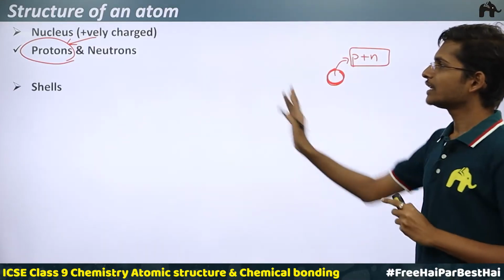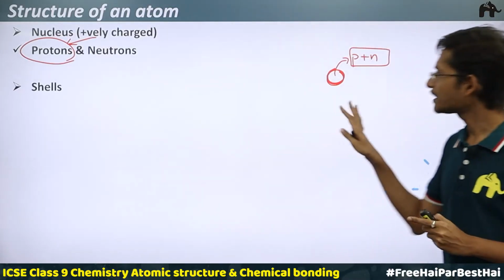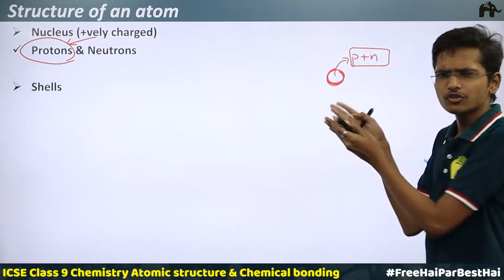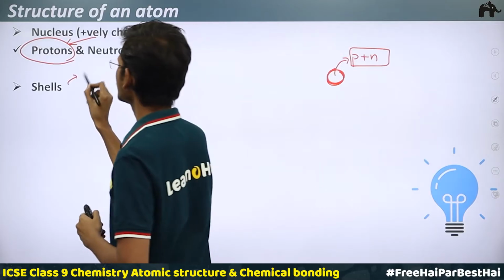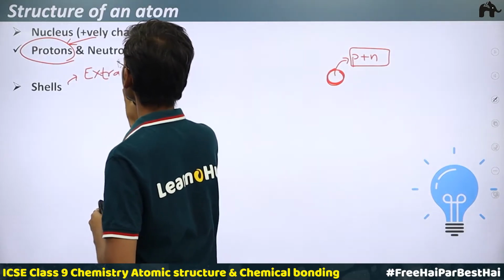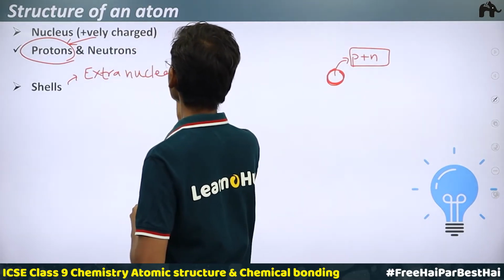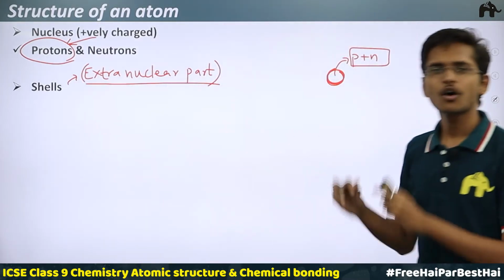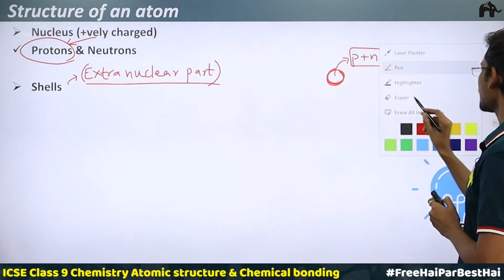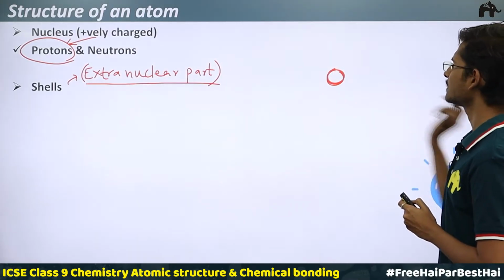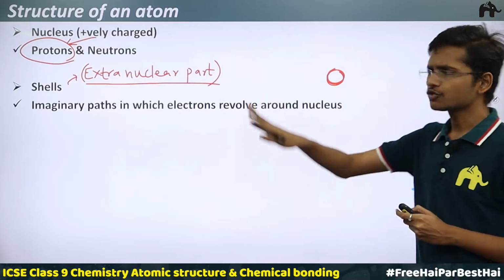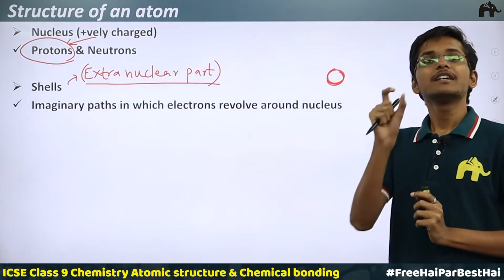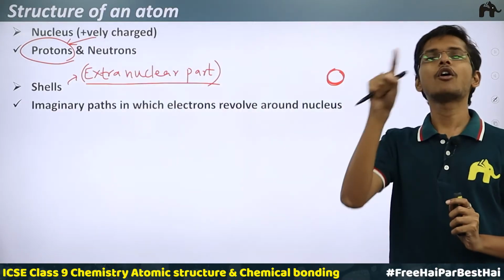Clear? Now the next structural part of the atom is the shells, or we can call it an orbit. We can also call it the extranuclear part. Extranuclear part means apart from the nucleus, what is there in the atom? We are having these shells or orbits. Now what are these shells or orbits? So these shells or orbits are the imaginary paths in which our electron revolves around the nucleus.